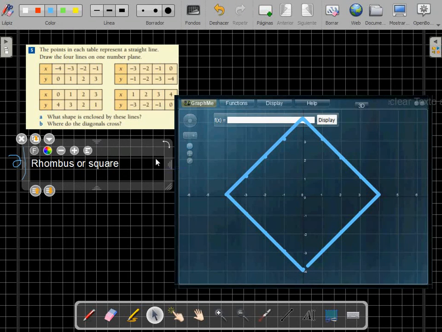Now, you try to give the answer to question B, where do the diagonals cross? It's very easy, and you will do it very quickly because it's a piece of cake. So I hope you could understand this video. This time we have to graph the points given the coordinates in tables. The coordinates are given here in tables.